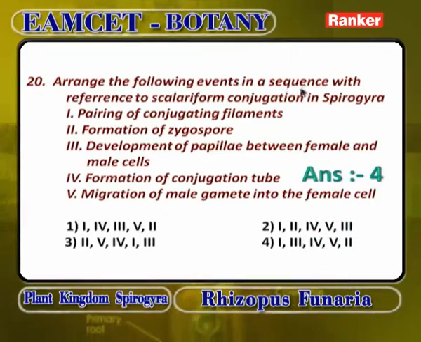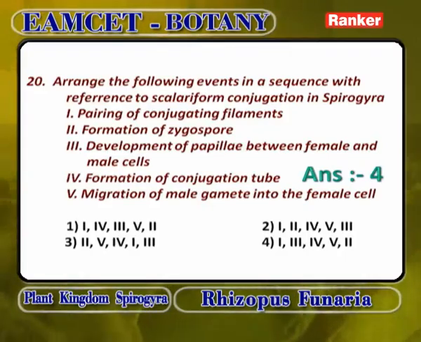Arrange the following events in a sequence with reference to the scalariform conjugation in Spirogyra. Pairing of conjugating filaments, formation of zygospore, development of papillae between female and male cells, formation of conjugation tube, migration of male gamete into the female cell. So, first is pairing of conjugating filaments. Fourth is the option. Then development of papillae between female and male cell is second.